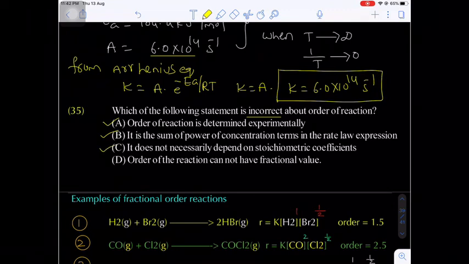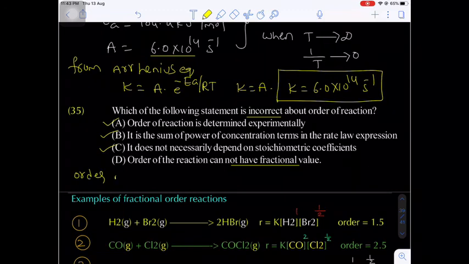It does not necessarily depend on the stoichiometric coefficients. Yes, it depends on the stoichiometric coefficients only in the case of elementary reactions. It is not compulsory. In a complex reaction, the stoichiometry of the reactants and the exponents in the rate expression are different. But in an elementary reaction, the exponents are nothing but the stoichiometric coefficients. And the fourth one, the order of a reaction cannot have a fractional value.